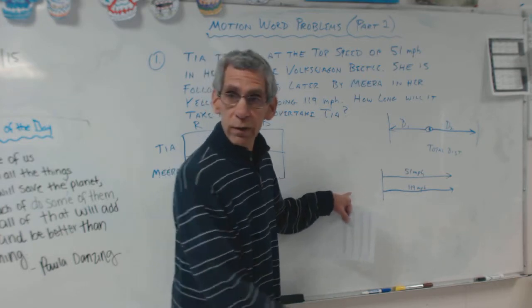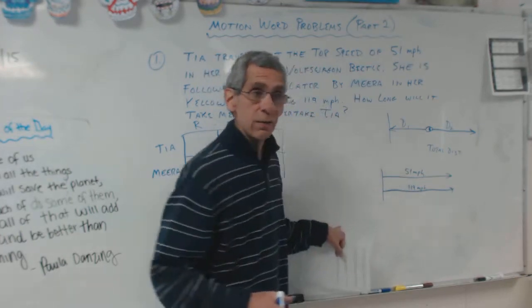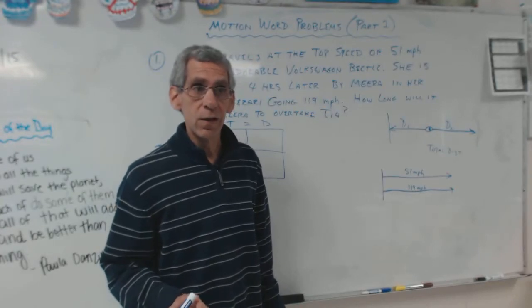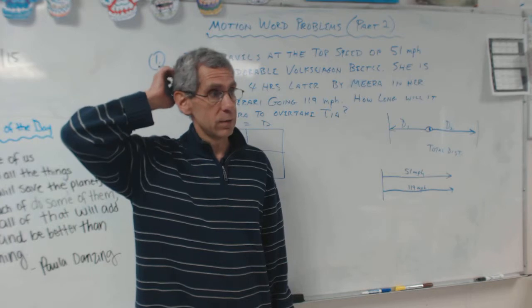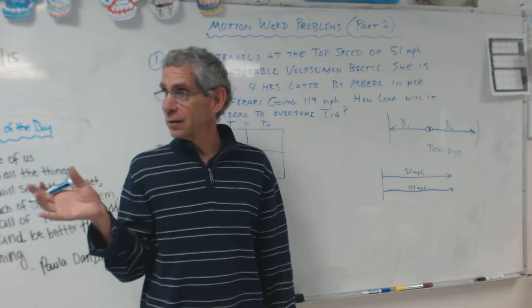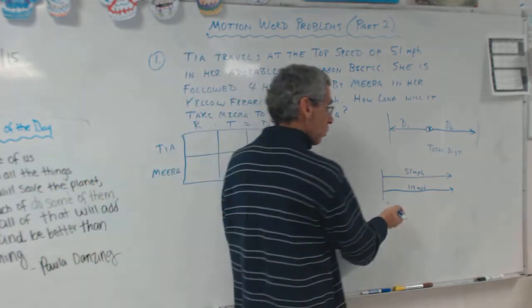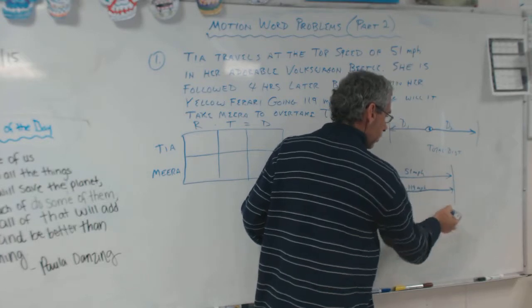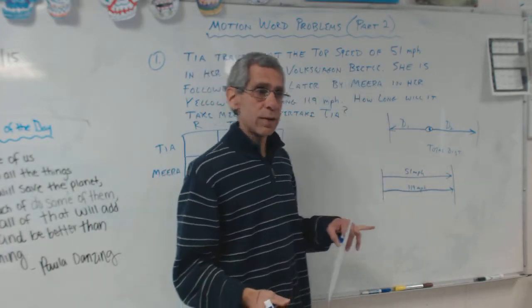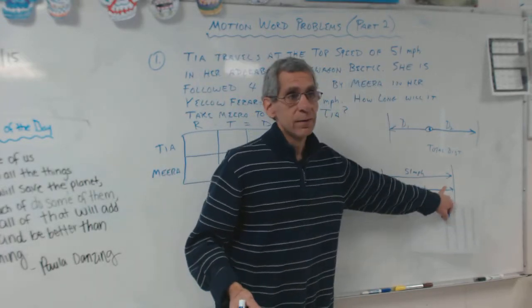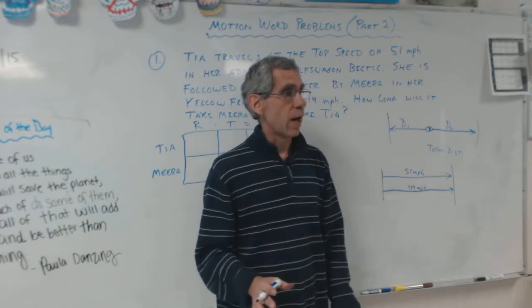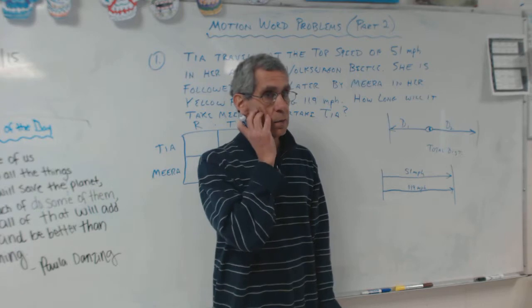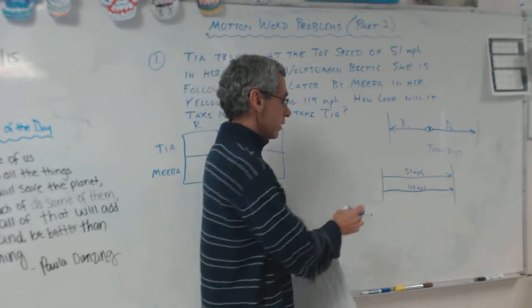Now, would you agree with me that they do not leave at the same time? So times are no longer going to be the same. They're going to be different. And we have to take that into consideration, right? Now, but what do we know? When Mira has overtaken Tia, they can both stop, right?